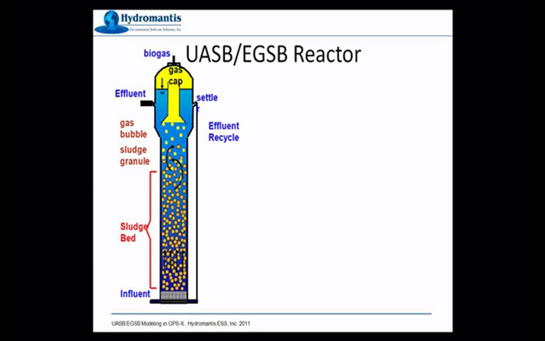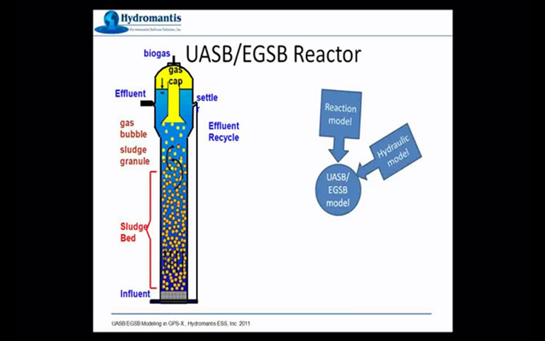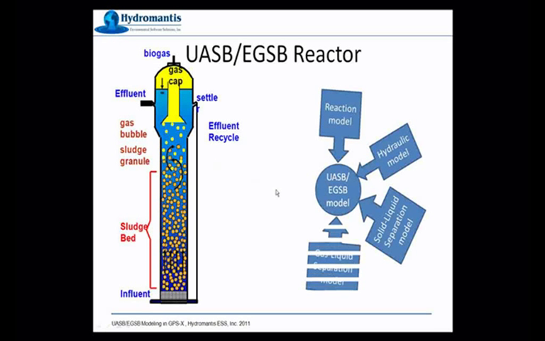There are several challenges to model these reactors, and to model a UASB or EGSB reactor, we need different modules. First of all, we need a reaction model to model the reactions which are going on inside these reactors. Also, we need a hydraulic model to describe the flow patterns in this particular reactor. Also, we need a solid-liquid separation model, which is to model the top part of the reactor. Also, we need a gas-liquid separation model, to separate the gas which is produced inside the reactors.